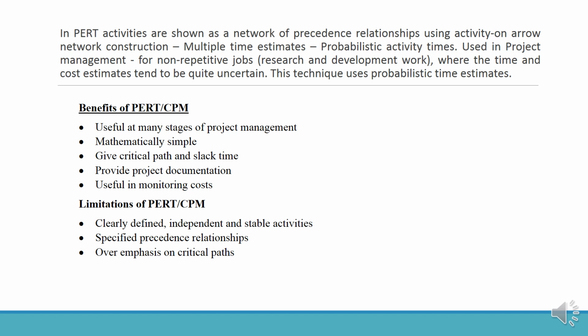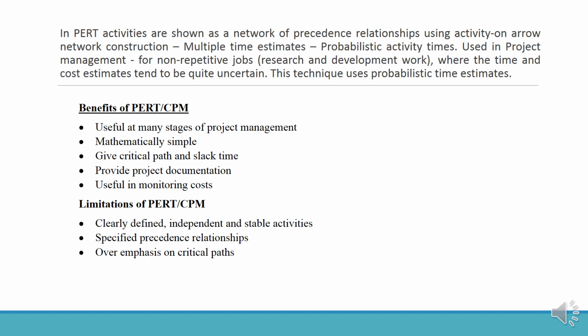In PERT, activities are shown as a network of precedence relationships using activity-on-arrow network construction, with multiple time estimates and probabilistic activity times. It is used in project management for non-repeated jobs, research and development work, where the time and cost estimates tend to be quite uncertain. This technique uses probabilistic time estimates.